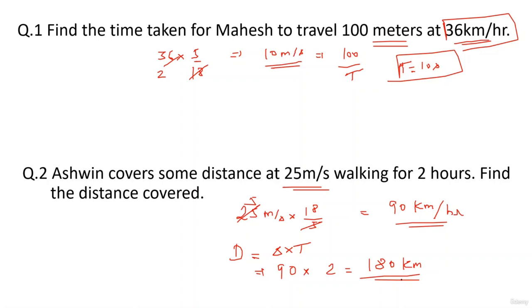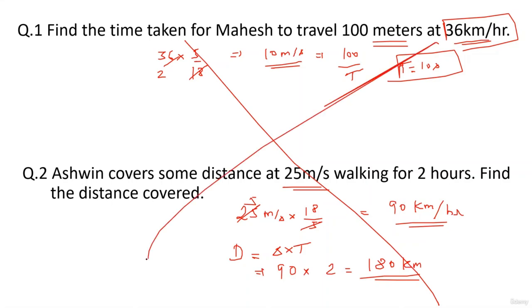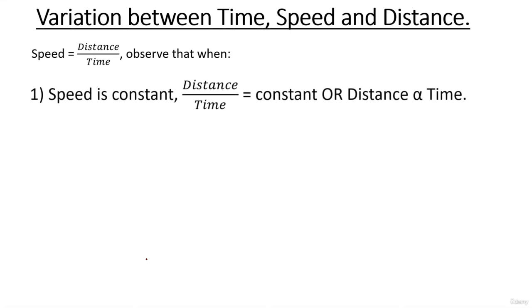All right. Now, let's understand the deeper meaning, the deeper connection between time, speed, and distance. Knowing that, you won't need to apply the formula to solve any question of time, speed, distance. Let's see how. So we'll understand the variation between time, speed, and distance. We know that speed is equal to the distance divided by time. So we observe that when speed is constant, the ratio of distance upon time is constant, right?